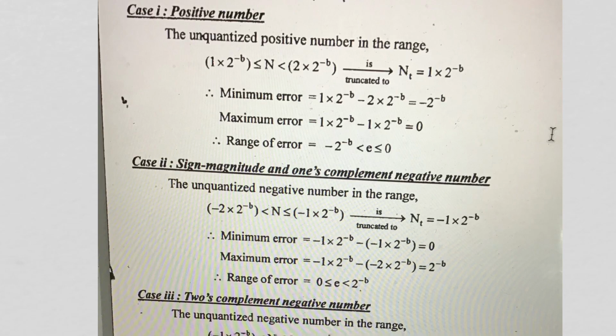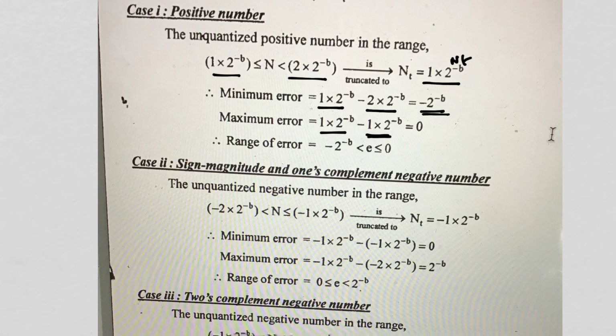The nature of the error will be expressed in terms of some numbers. So 1 into 2 power minus b to 2 into 2 power minus b is represented by 1 into 2 power minus b, for example. Then the minimum error will be 1 into 2 power minus b minus 2 into 2 power minus b, which is equal to minus 2 power minus b. Maximum error will be 1 into 2 power minus b minus 1 into 2 power minus b. So you can see the difference. Unquantized number n, nt minus n, can you identify? This is called nt.